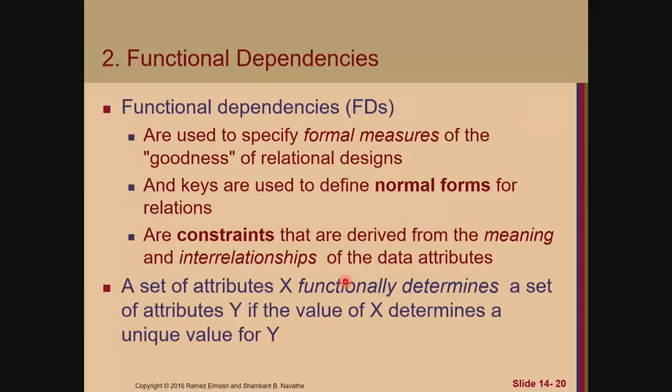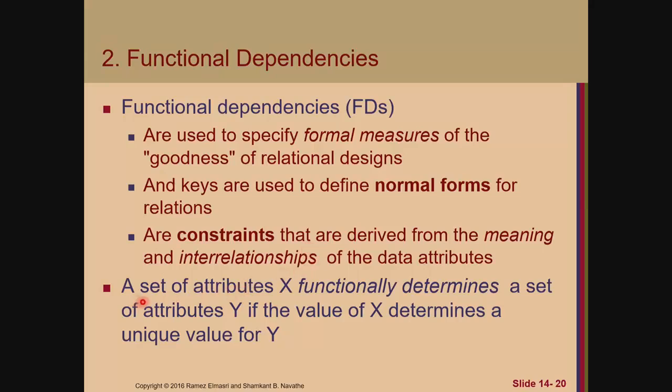Anyway, just the concept. Before we talk about the normal forms, we have to understand what functional dependencies are. Functional dependencies are used to specify a formal measure of goodness of relational design, and keys are used to define normal forms for relations. They are constraints derived from the meaning and interrelationship of data attributes. So we have constraints on the relation of attributes in a relation, and we use a functional dependency to show the relation from the key to the other attributes.